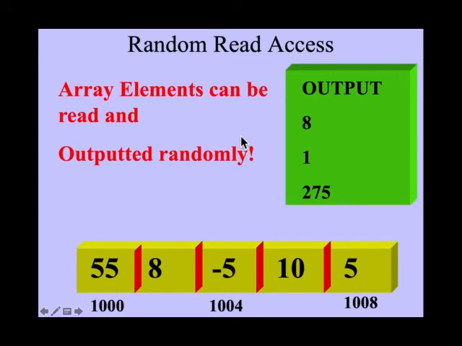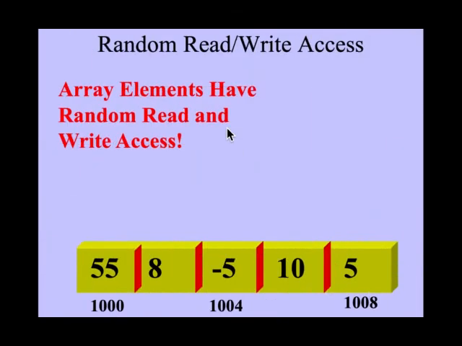And the conclusion of the whole slide is: array elements have random read and write access. So we have proven that through this video, and you can try coding anything I have here. You can try coding on your compiler and see that it works that way. This PowerPoint will be available in addition to videos for my students, so you can write the code into the compiler and check that it does work.